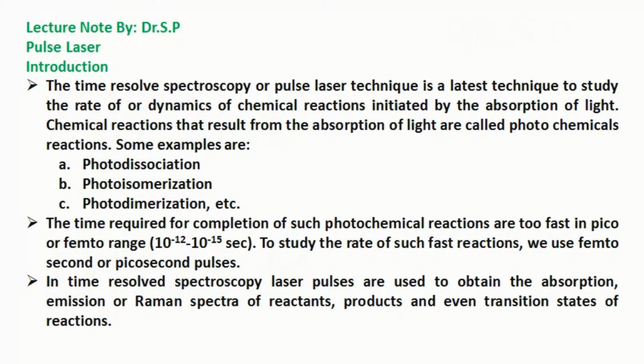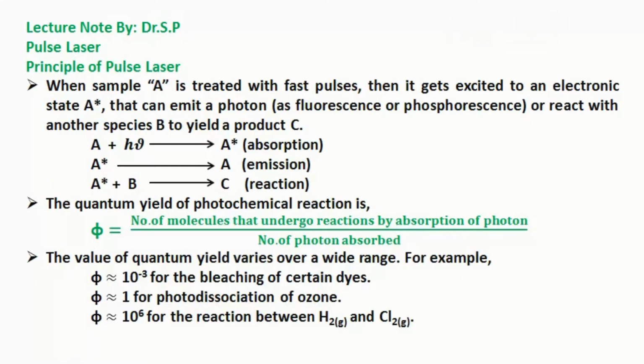In time-resolved spectroscopy, laser pulses are used to obtain the absorption, emission, or Raman spectra of reactants, products and even transition states of reactions. Principle of pulse laser. When sample A is treated with fast pulses, then it gets excited to an electronic state A*, that can emit a photon, as fluorescence or phosphorescence, or react with another species B to yield a product C.